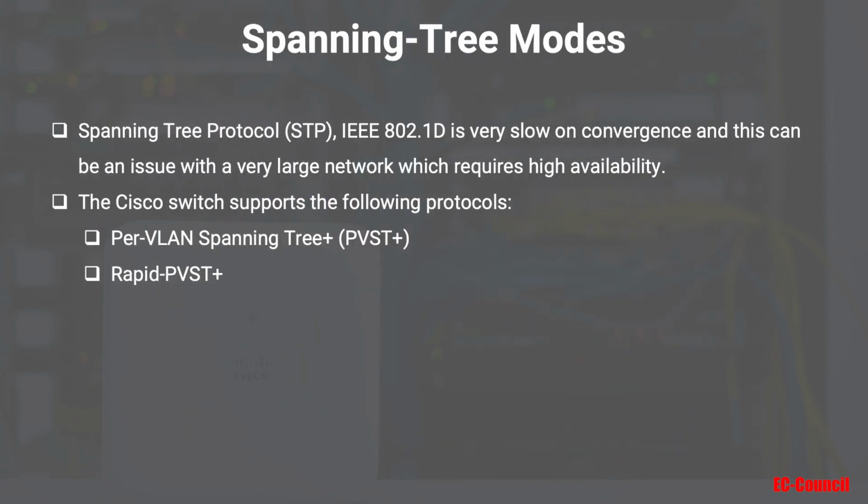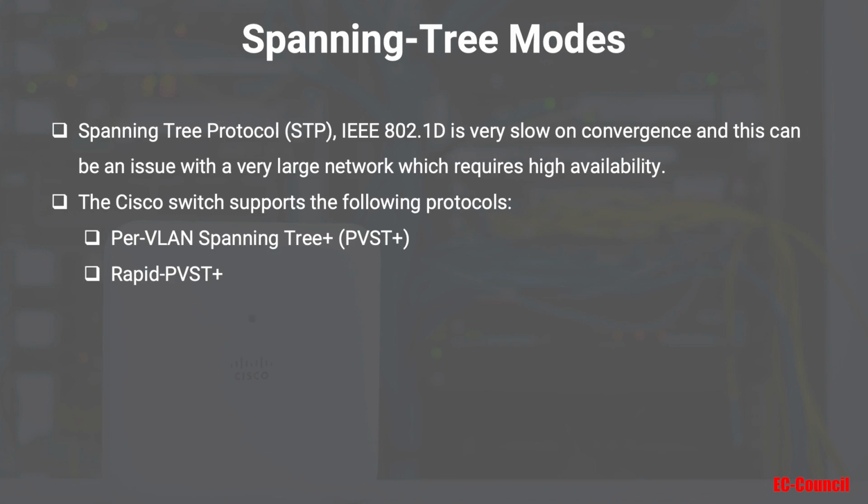In spanning tree, there are different modes. Spanning tree, as we know, is defined by IEEE 802.1D, and this here is an open standard. The thing about spanning tree is that it's very slow on convergence. And this can be an issue, especially if you have a very large network that requires high availability.